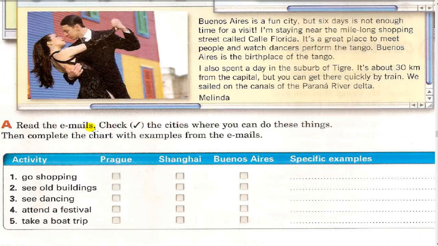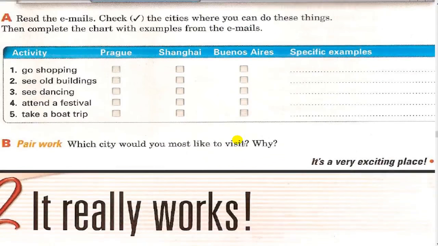Exercise A. Read the emails, check through the cities where you can do these things. Then complete the chart with examples from the emails. One minute, try to answer. Okay, let's answer the questions. Activity. The place. This activity in Prague, Shanghai, Buenos Aires, and then you give examples.